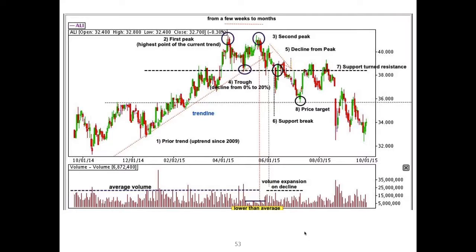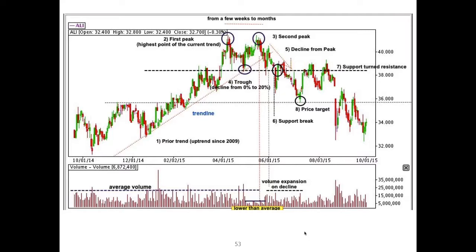Number 7 is now support turned resistance after the double top pattern was reached. A target was reached at number 8. So there's a breakdown from the double top. Number 8 was reached as price target, and then the previous support now turned into resistance.